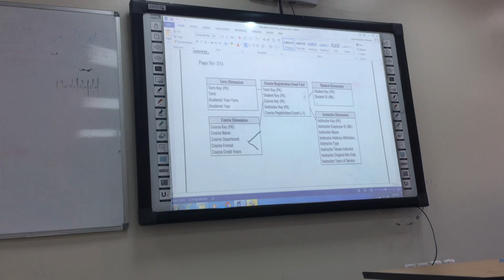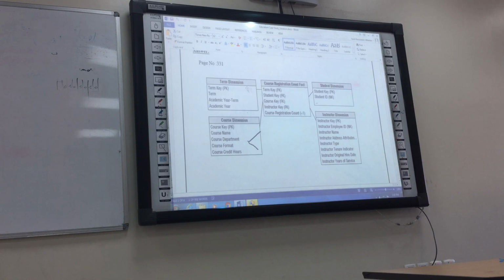So I have, this is the fact table, course registration count. So how many students? If I'm talking about per student, then every student will have one record per course, only one time.